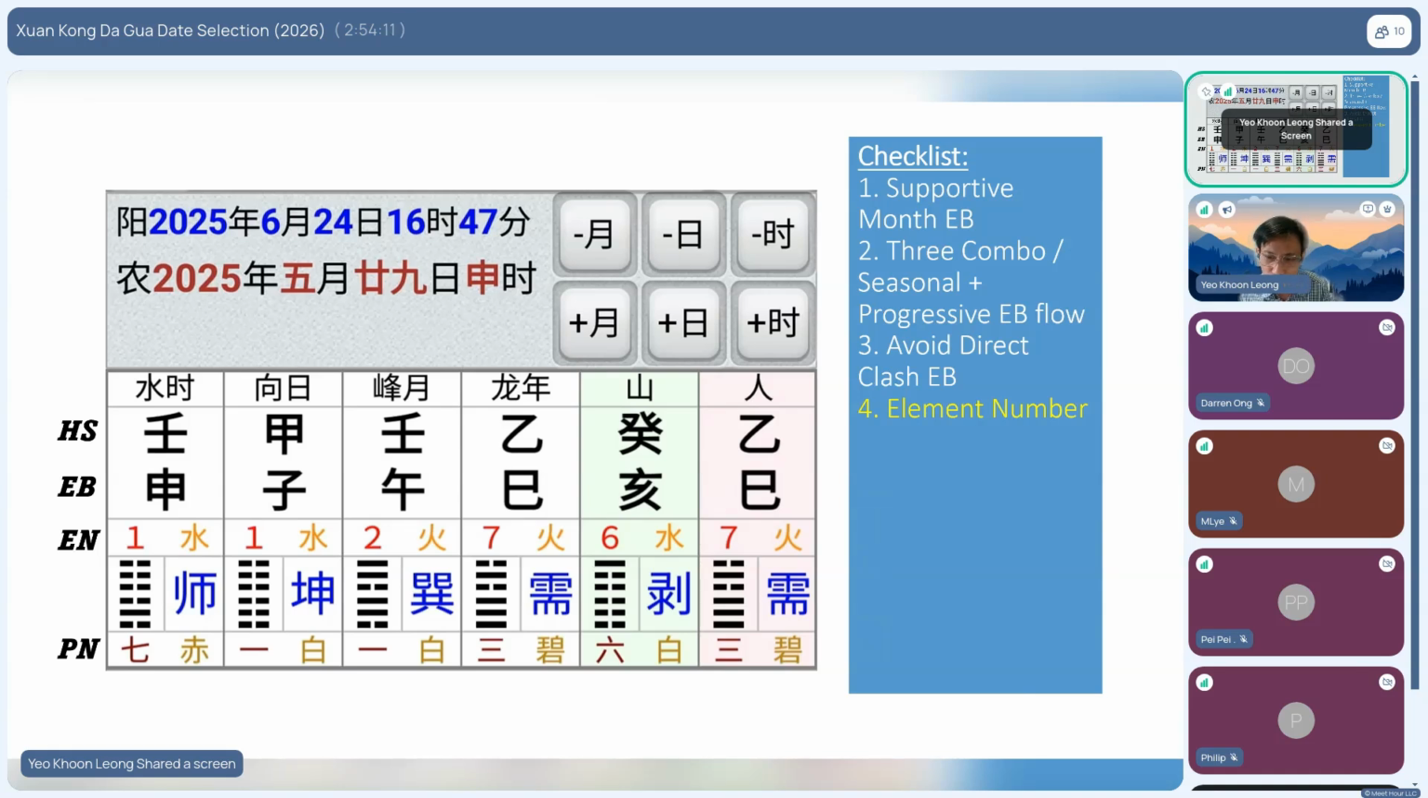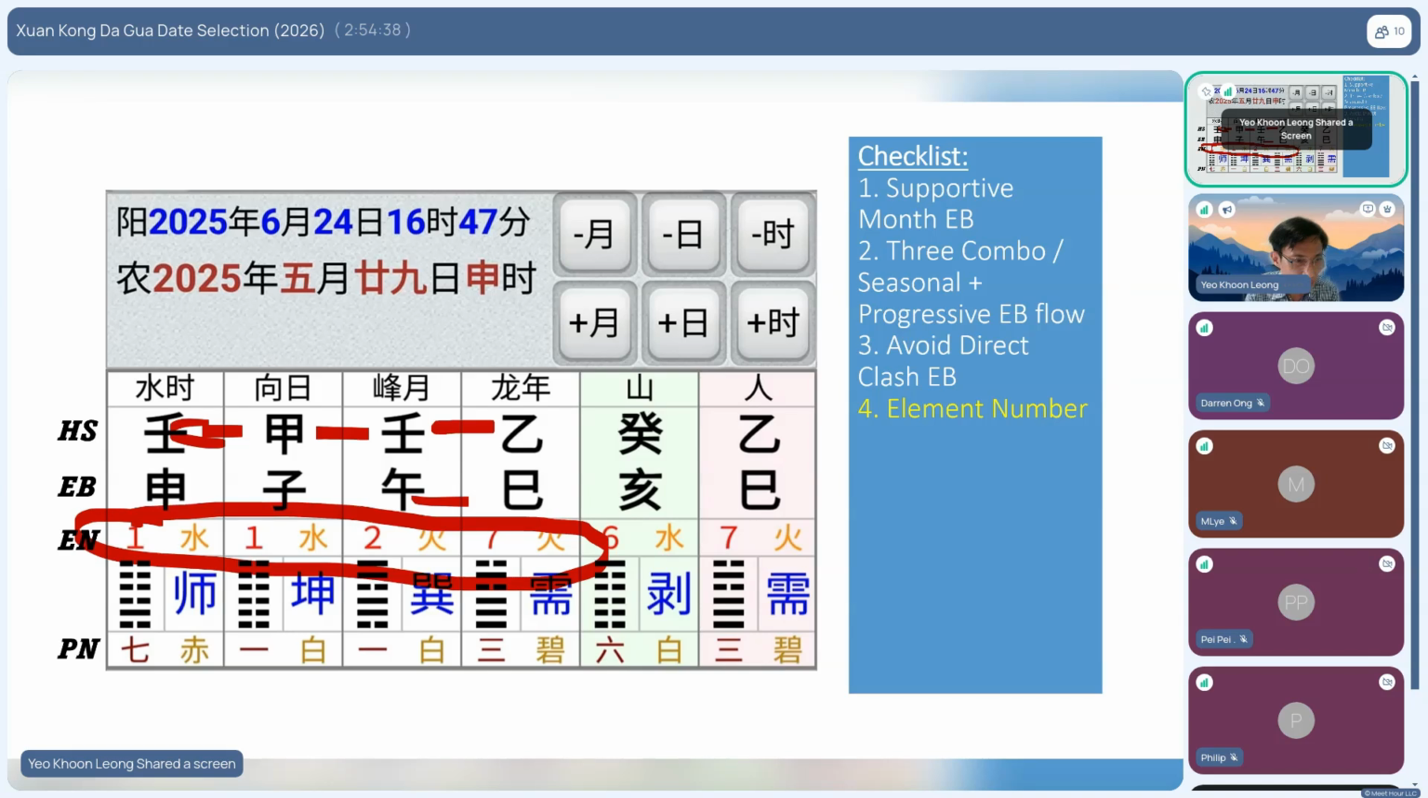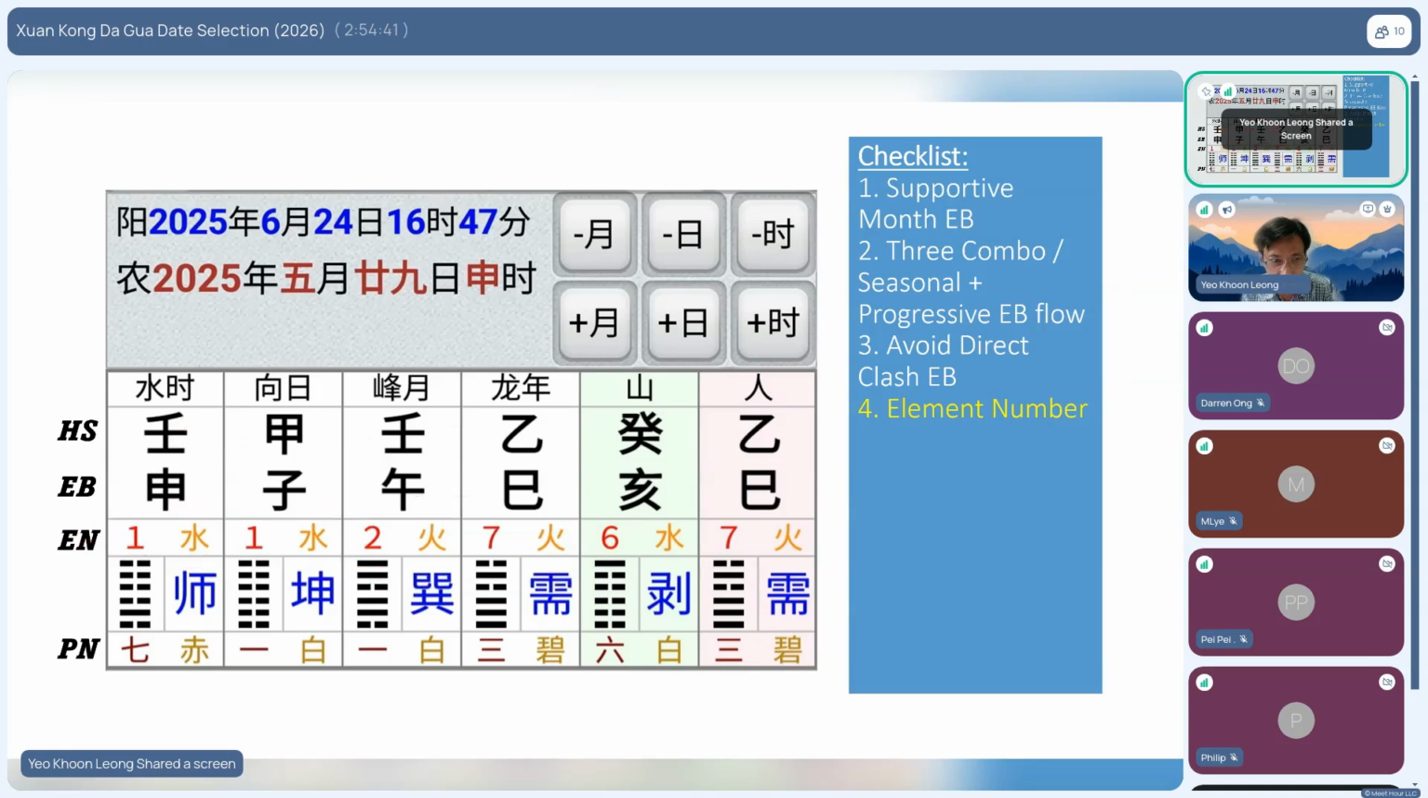Now the question is, why do we use the element number? Because this gives us another way to verify if the qi for that date is stable or not. Remember, the branch combination may look okay. For example, the progressive EB flow or HS flow may be good, but the element number is no good. You get my point? The EB flow is one thing, the HS flow is one thing, and the element number is another thing. This gives us another way to verify whether the qi is good or not.